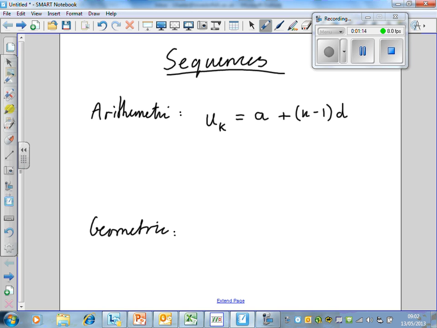And the kth term is going to be given by a plus k minus 1 lots of d. A is the first term, d is the common difference. An arithmetic sequence goes up in a constant amount. The second thing you need to remember and use is the sum of n terms of an arithmetic sequence, and that formula is half n, big brackets, 2a plus n minus 1 d, close brackets.